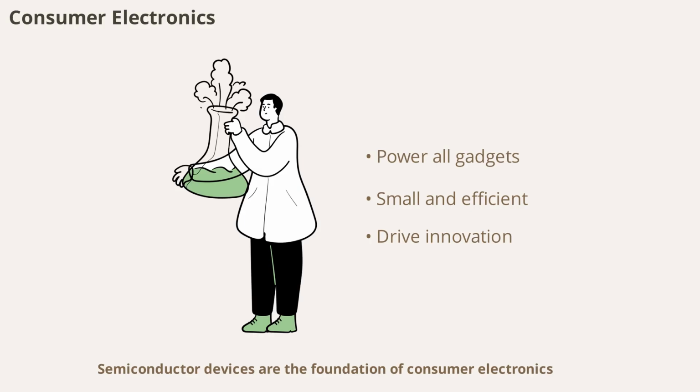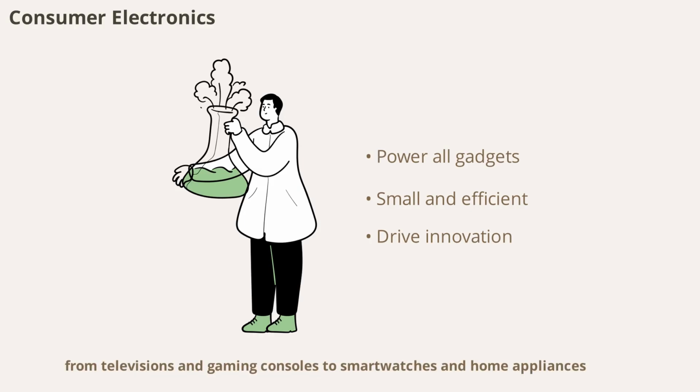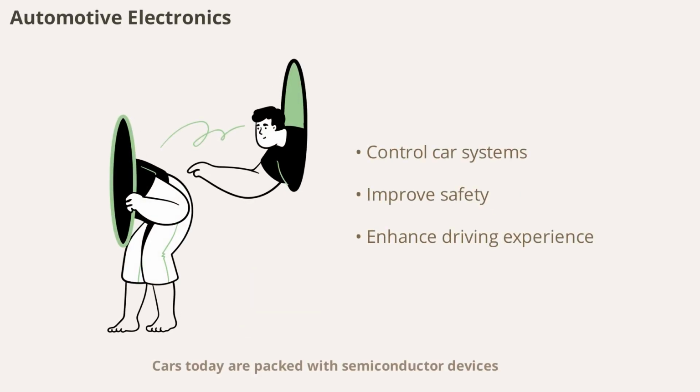Semiconductor devices are the foundation of consumer electronics, from televisions and gaming consoles to smartwatches and home appliances. Their small size, low power consumption, and high performance have driven the explosion of electronic products that enrich our daily lives. Cars today are packed with semiconductor devices, controlling everything from engine performance to entertainment systems. Sensors monitor conditions, microcontrollers process data, and actuators adjust systems in real time. This integration has made vehicles safer, more efficient, and more enjoyable to drive.